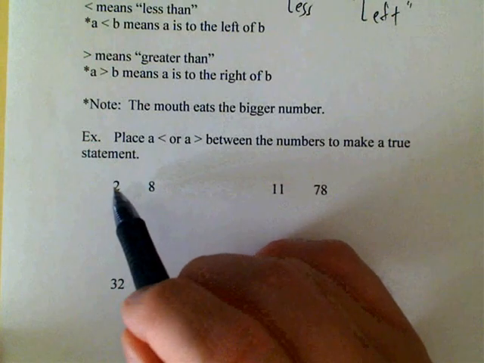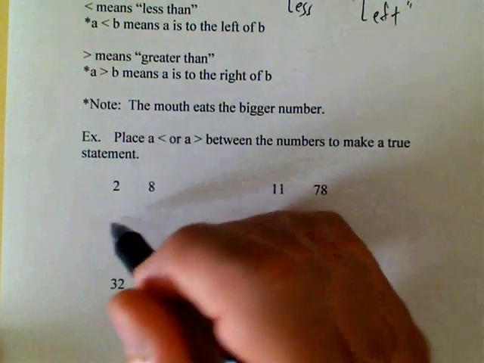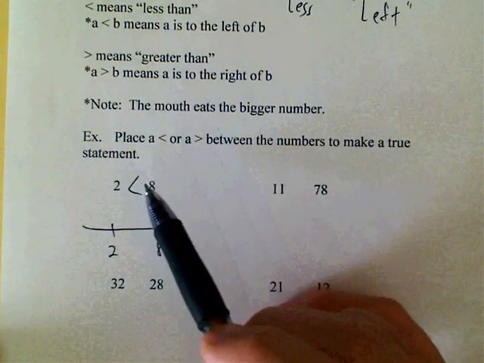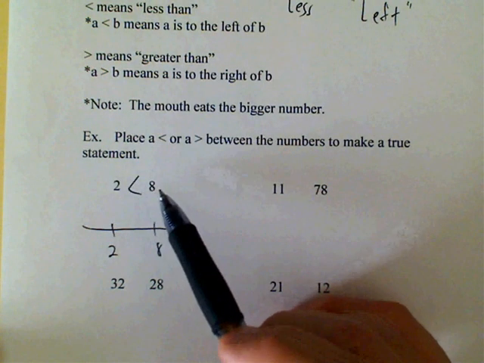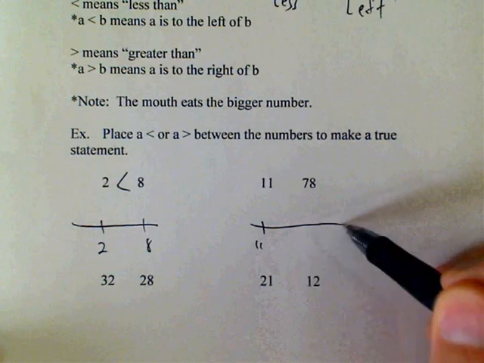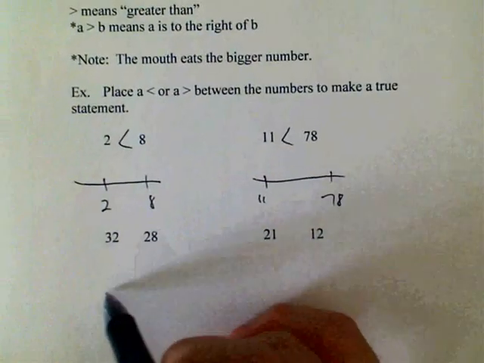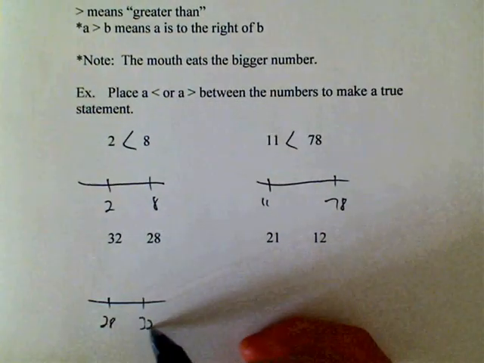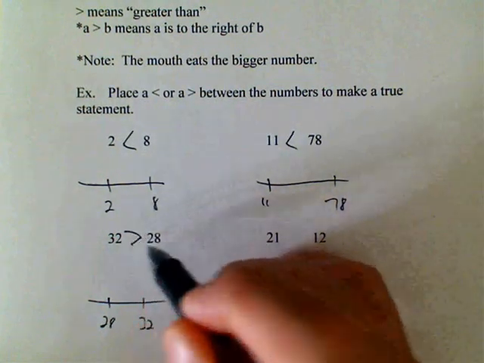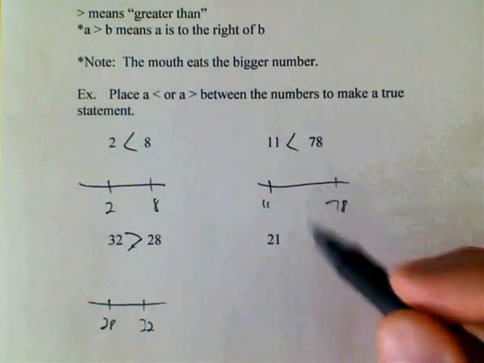So the question is, how do 2 and 8 relate? And we always read left to right. Is 2 less than 8 or is 2 greater than 8? Well, on a number line, 2 is to the left of 8, so it's less than. Or the mouth always eats the bigger one because it's really hungry, so the mouth is eating the 8. 11 and 78. On a number line, 11 would be over here and 78 would be way over here. So definitely 11 is less than, or to the left of, 78. 32 and 28. Here's a 28. Here's a 32. 32 is greater than 28 because it's to the right of 28. Greater than points to the right. Once again, the mouth eats the bigger one. Looking at 21 and 12, the mouth eats the bigger one. Greater than.